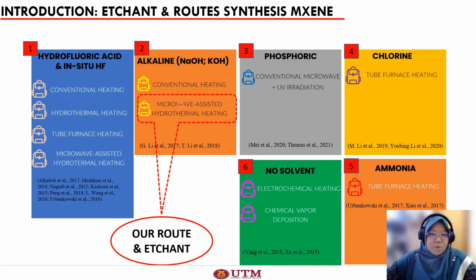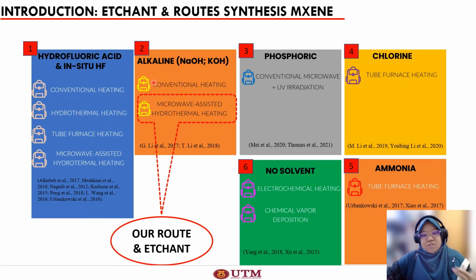At the moment, we already know what is actually MXene. Here, I would like to introduce a little bit about the route and solvent that have been used to synthesize MXene. From the literature review, there are 6 categories that can be categorized with respect to the agents and routes applied to synthesize MXene. For example, for the first one, most of the researchers use hydrofluoric acid with conventional heating, hydrothermal heating, tube furnace heating, and also the recently reported method, which is the microwave assisted hydrothermal heating. All these methods are using the hydrofluoric acid agent or solvent.